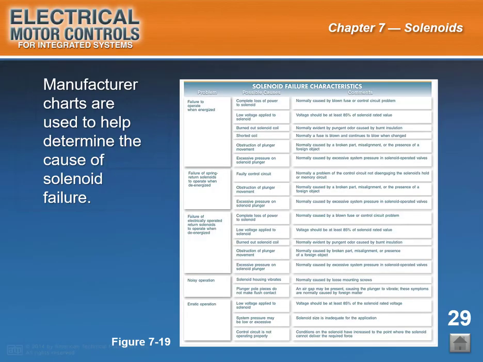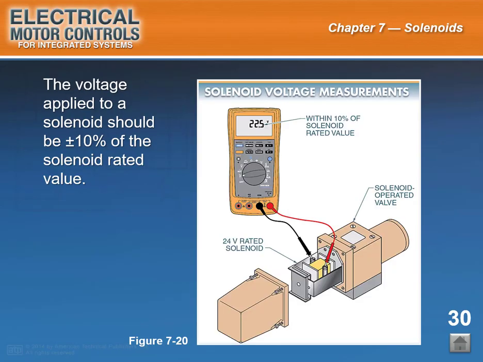Slide caption, Manufacturer charts are used to help determine the cause of solenoid failure. See figure 7-19. Solenoids usually fail due to electrical problems or mechanical damage. Electrical problems include coil burnout, erratic operation, or an open fuse or circuit breaker. End of slide 29. Start of slide 30.